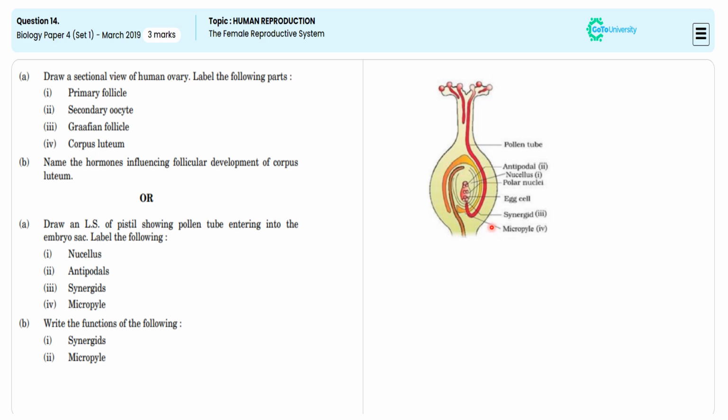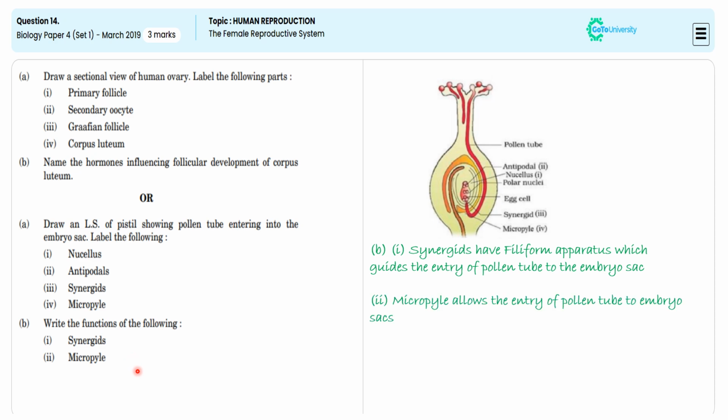In the second optional question, they are directing us to specify the function of the following. Synergids are very, very important. Why? Because they make the filiform apparatus so that the pollen tube entry will happen. Whereas the micropyle is very, very important for the pollen tube entry to happen. In this way, we are satisfying the overall 3 mark demand of this second optional subjective question.